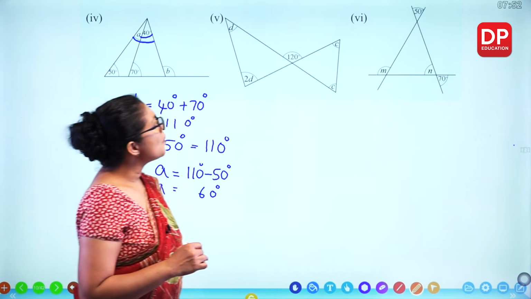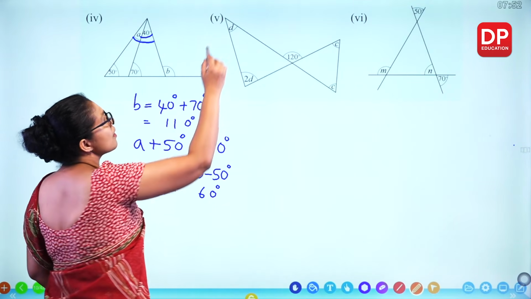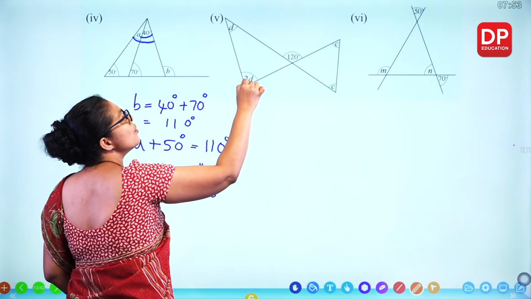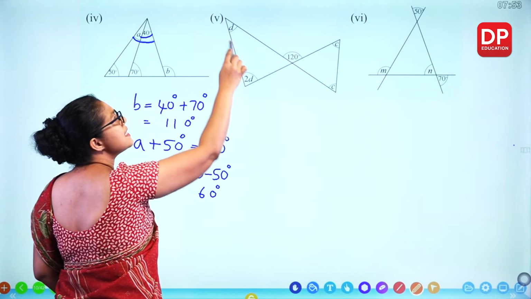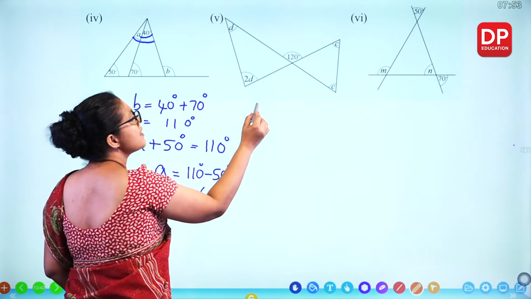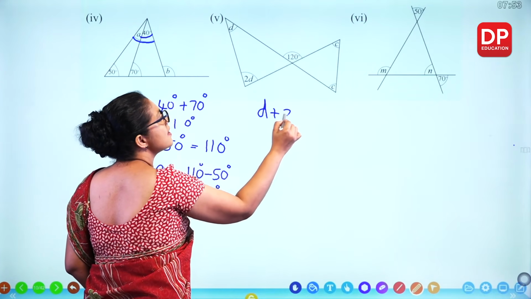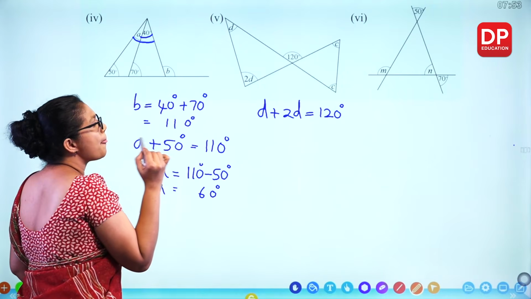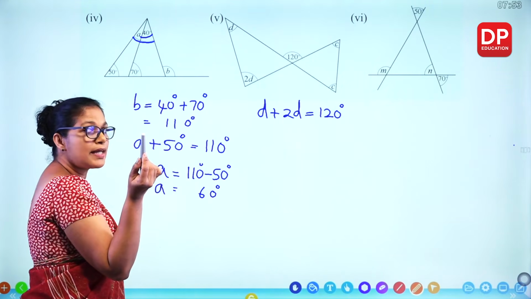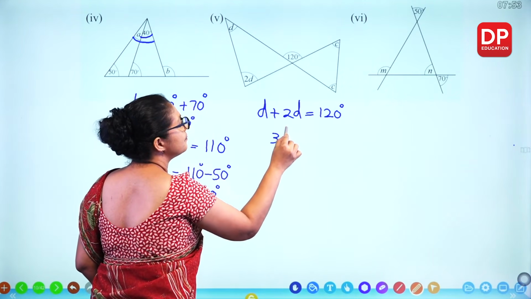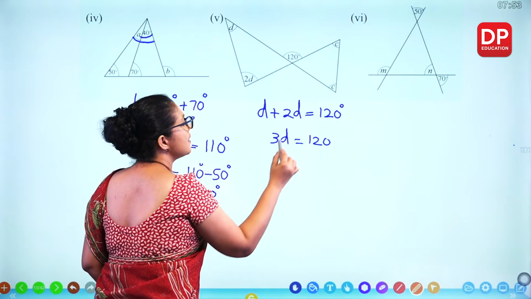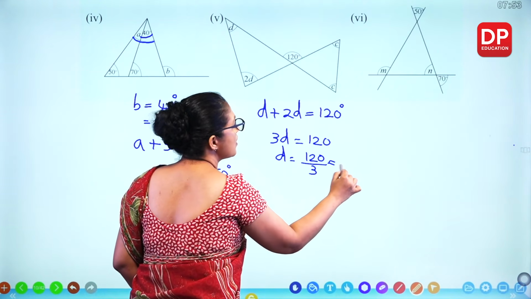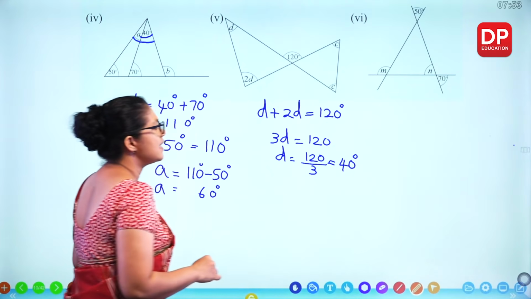Now we'll look at this one. When you look at this triangle, we see these two angles are the opposite interior angles to this one. So straight away I can write D plus 2D is equal to 120. So 2D plus 1D becomes 3D. Then D, 120 divided by 3, you get 40 degrees.